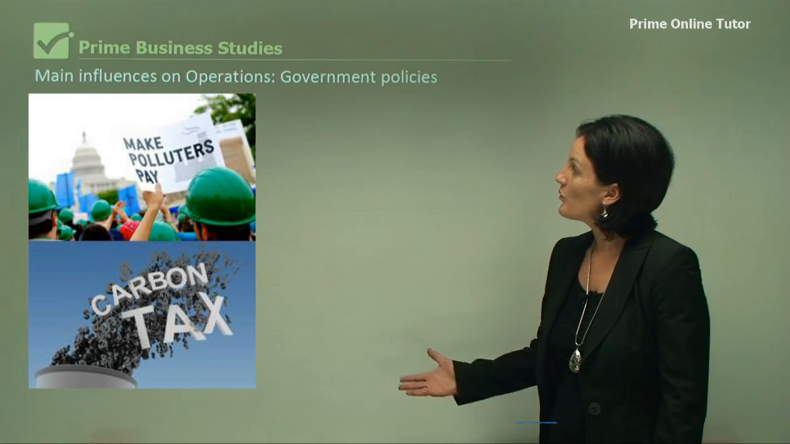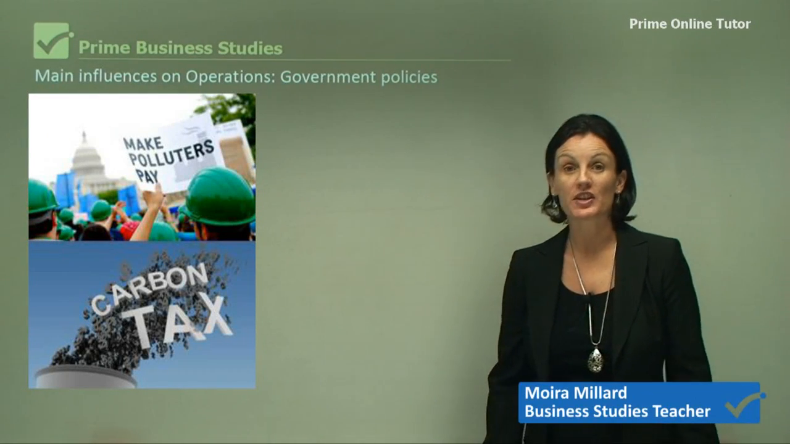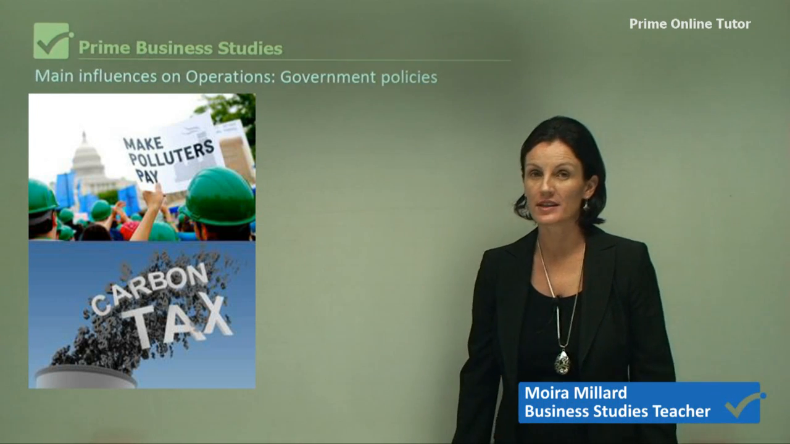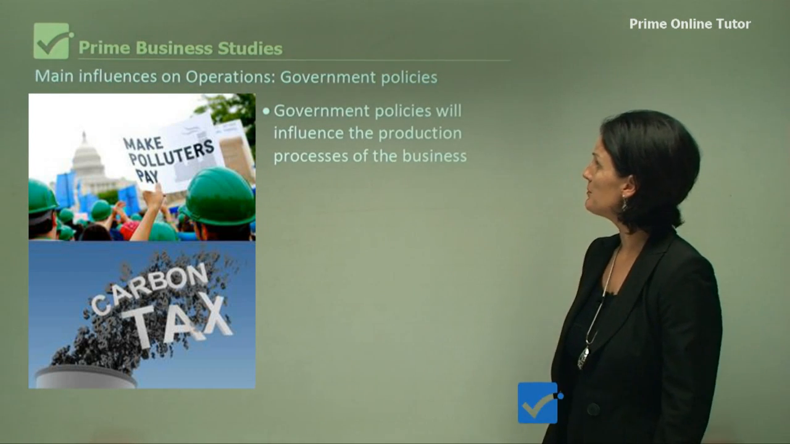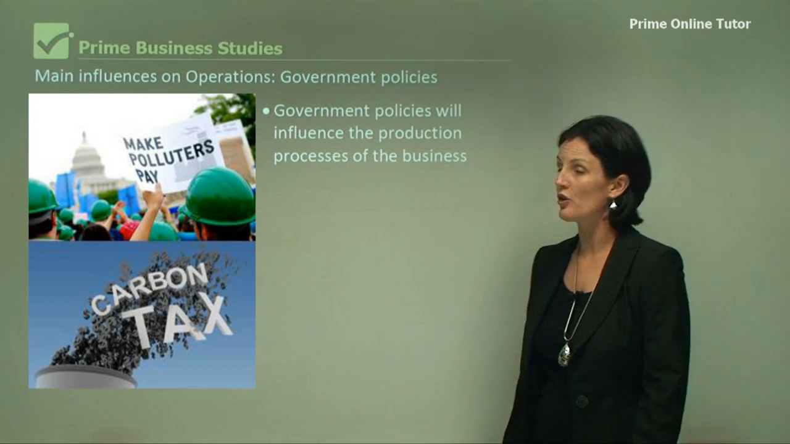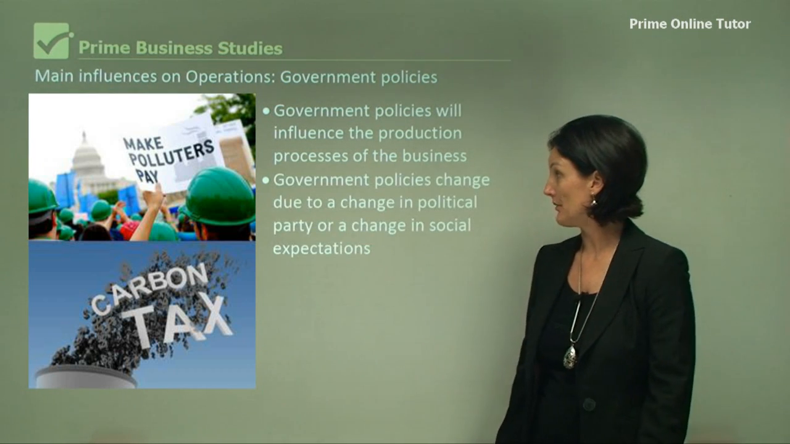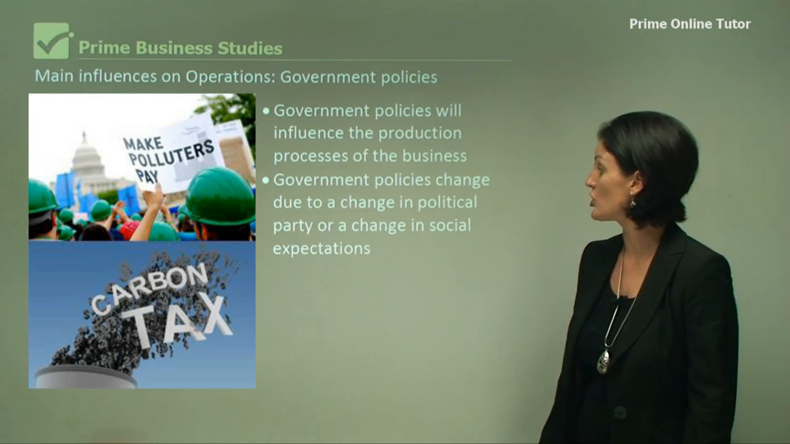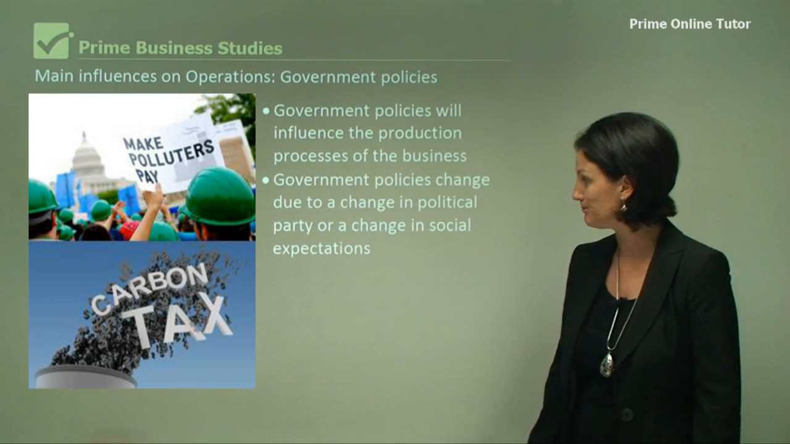Hello, and we're continuing with our main influences on operations. This time we're going to focus on government policies. Government policies will influence the production process of the business. Government policies change due to a change in political party or a change in social expectations.